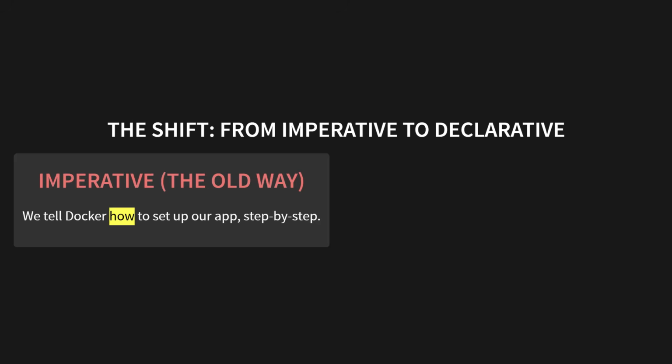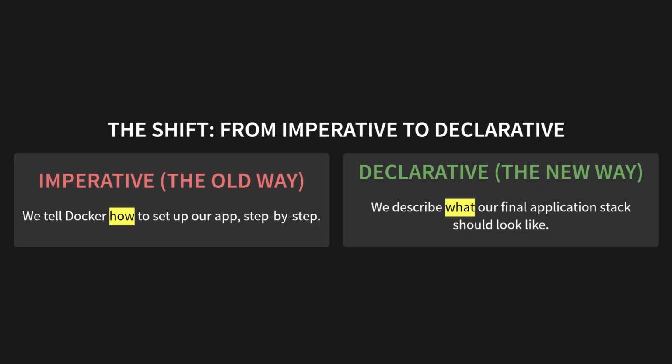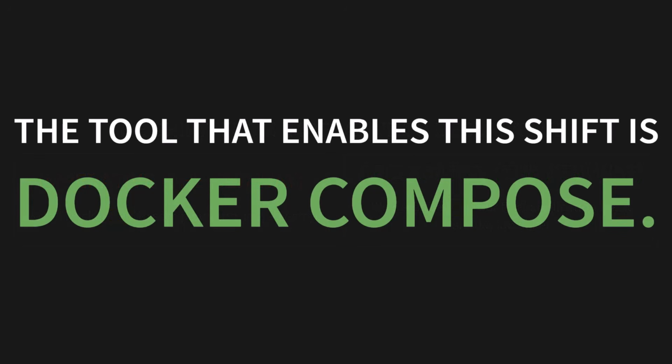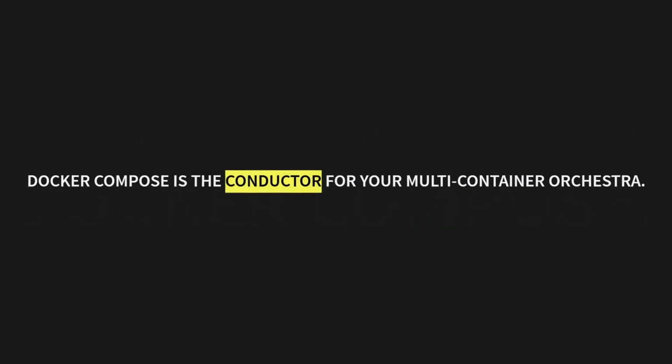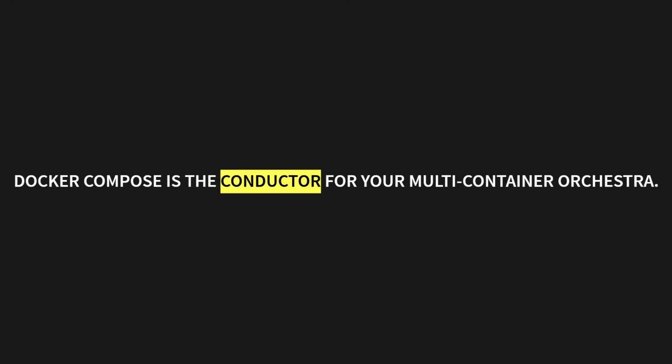And this involves a shift from imperative to declarative. With the old way, the imperative way, we tell Docker how to set up our app, step by step. But with the new way, the declarative way, we simply describe what our final application stack should look like. The tool that enables this incredible shift is Docker Compose. Docker Compose is the conductor for your multi-container orchestra.